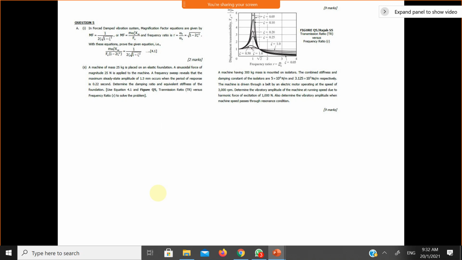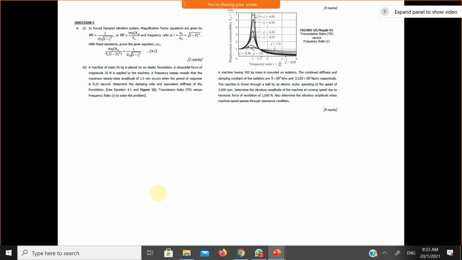The combined stiffness and damping constant of the isolators are 5 times 10 to the power of 6 and 3.125 times 10 to the power of 3 respectively. The machine is driven through a belt by an electric motor operating at a speed of 3000 rpm. So determine the vibratory amplitude of the machine at running speed due to harmonic force of excitation of 1000 Newton.